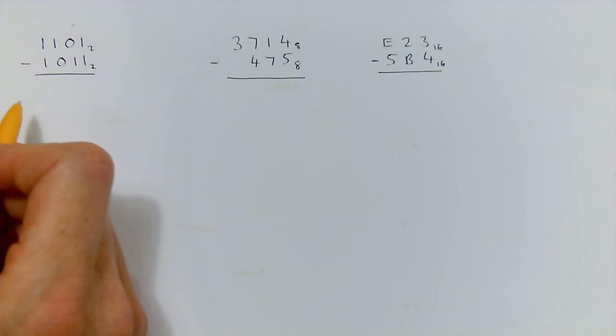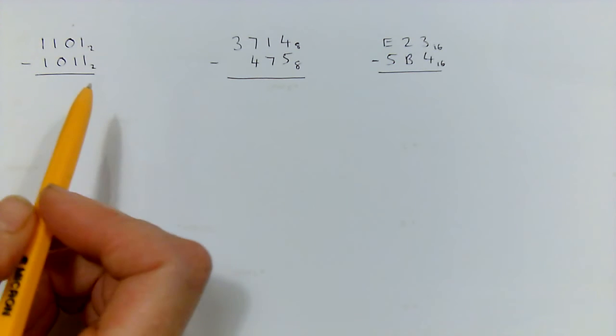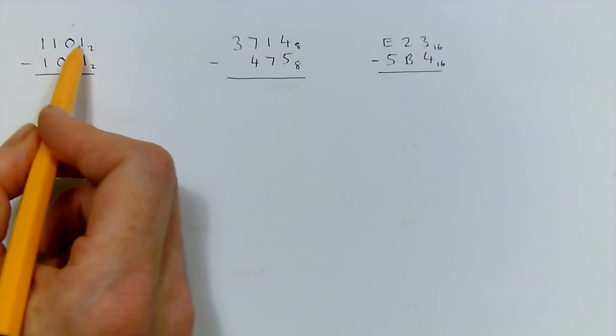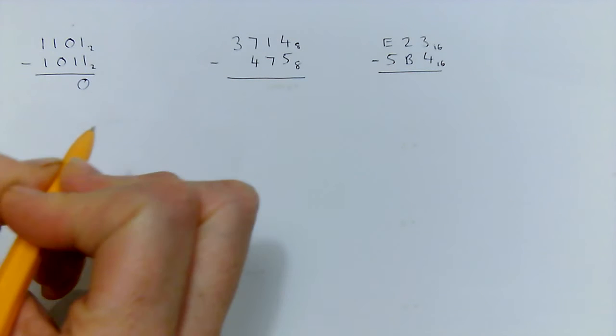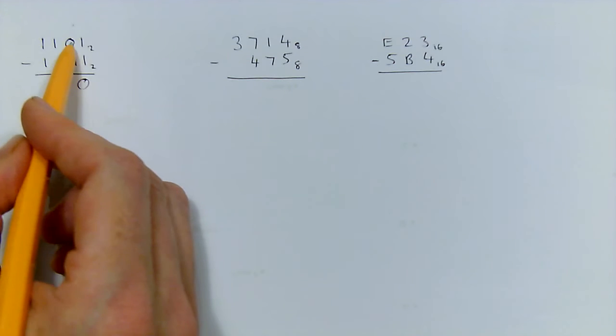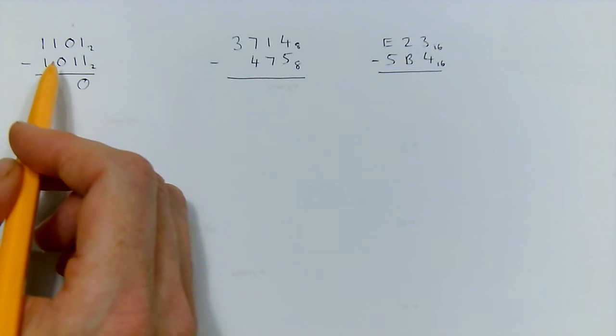I'm going to do some different number base subtraction. Okay, so working in binary first of all, we're going to do 1 take away 1, which is 0. Then we're going to try and do 0 take away 1, but we can't do that, so we need to borrow from the next column.